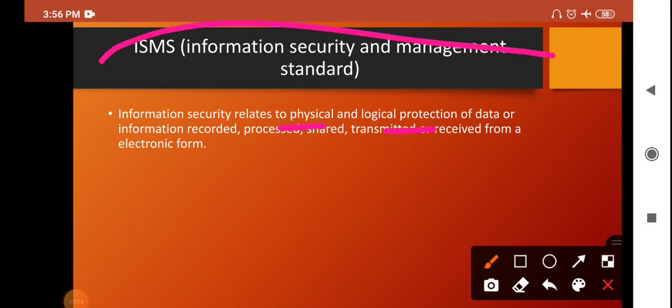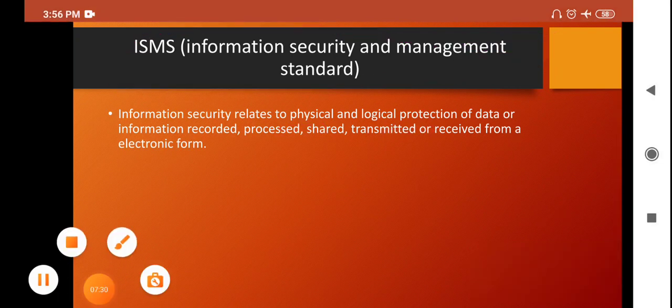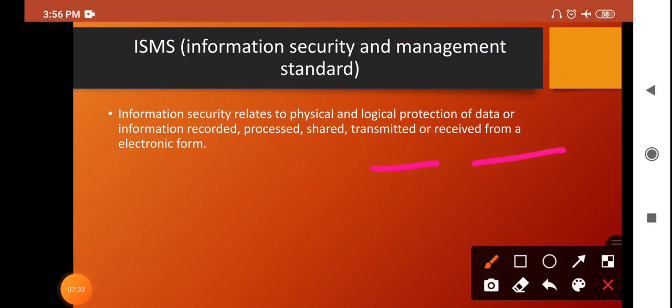So what is this relating to? This is also relating to protection of the data or information recorded, processed, shared, transmitted, received in an electronic form. Take an example of this mobile phone only. Now I am recording your class. I'll process this class, if there is any addition, or the process of uploading the class via YouTube. Then I will share that. It will be transmitted to you. You will receive that information in an electronic form.